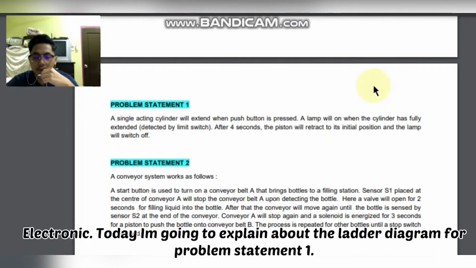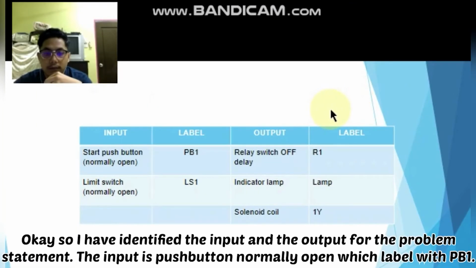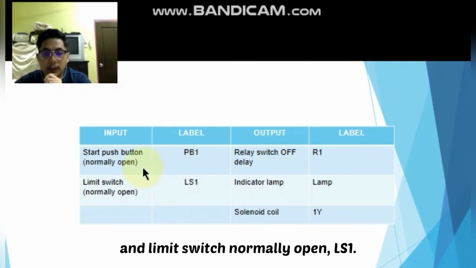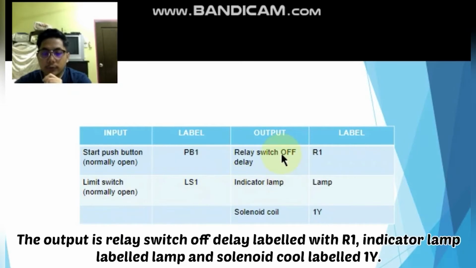Today I'm going to explain about the ladder diagram for problem statement 1. Okay, so I have identified the input and the output for the problem statement. The input is push button normally open, labeled PB1, and limit switch normally open, LS1. The output is relay switch off delay labeled R1, indicator lamp labeled lamp, and also solenoid coil labeled 1Y.